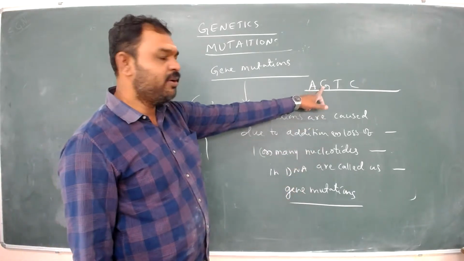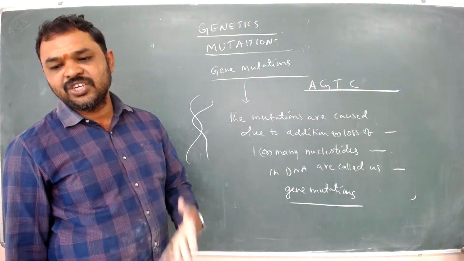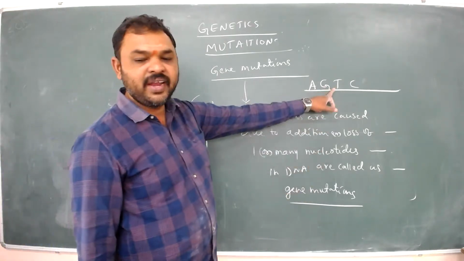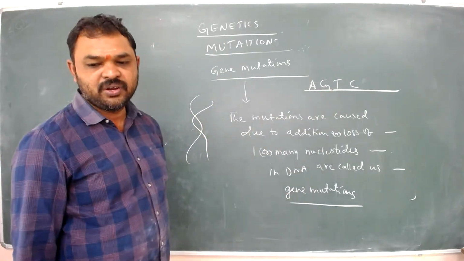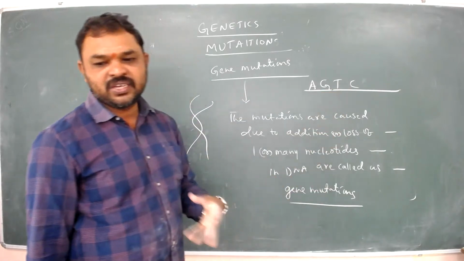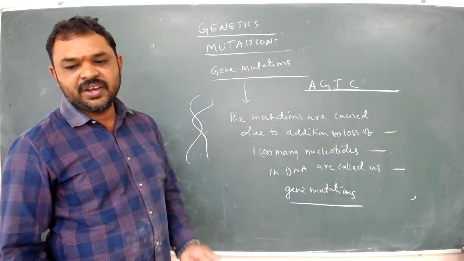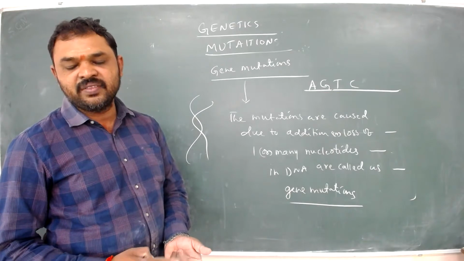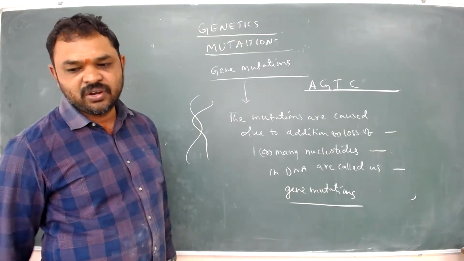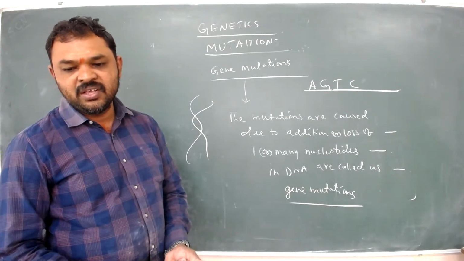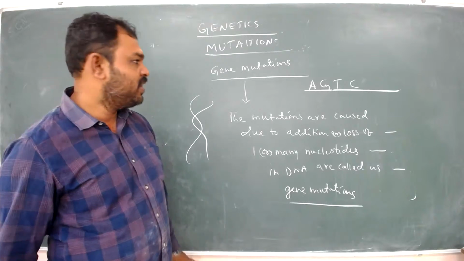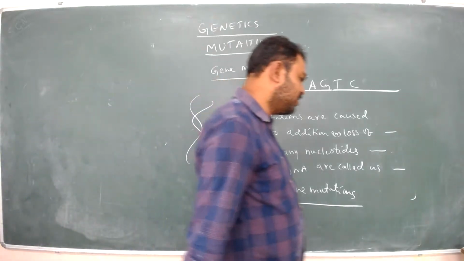The G nitrogen base forms the G nucleotide. The T nitrogen base forms the T nucleotide. The C nitrogen base forms the C nucleotide. So there will be adenine, guanine, thymine, and cytosine nucleotides. Now you can see these gene mutations.